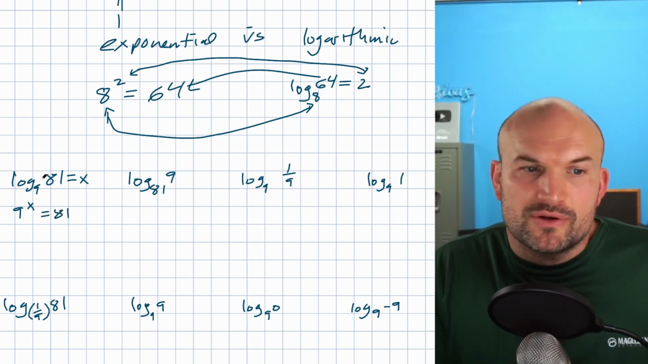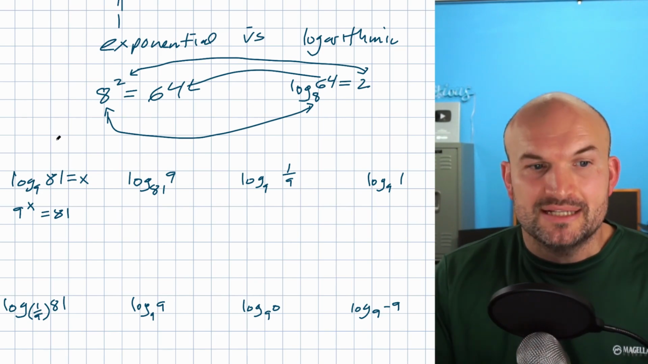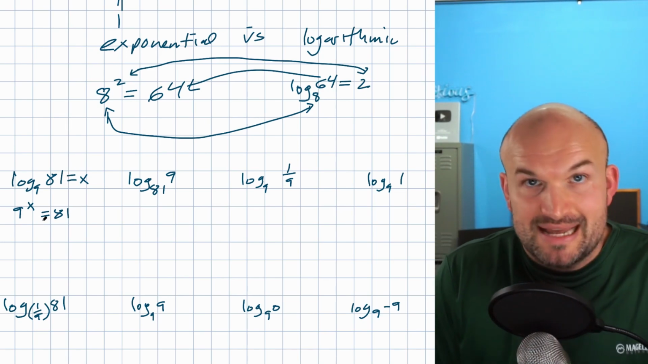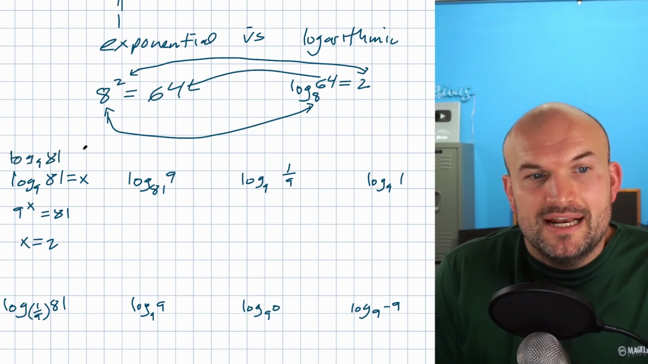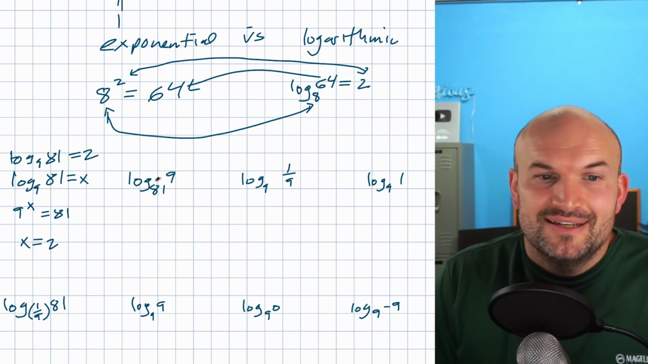And that's how we read a logarithm, right? We say log base 9 of 81. But really what that means is 9 raised to what power equals 81. Now, hopefully this one's easy enough for us to identify that x is equal to 2. So we can just say that the log base 9 of 81 is equal to 2. Now, it's not always going to be that easy.